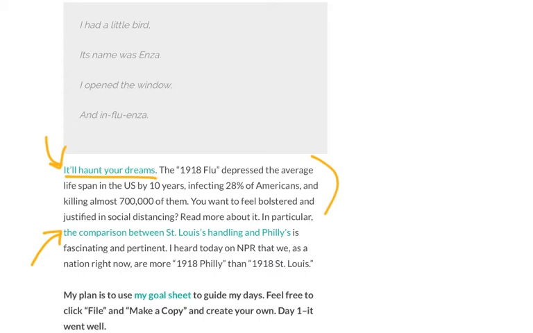My plan is to use my goal sheet to guide my days. Feel free to click file and make a copy and create your own. Day one, it went well.